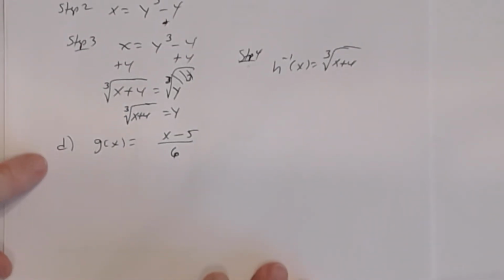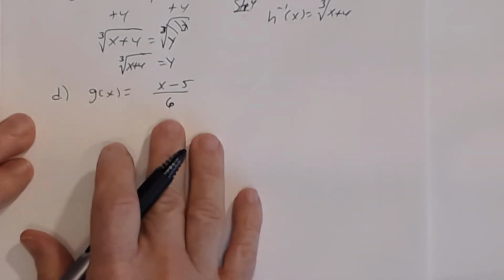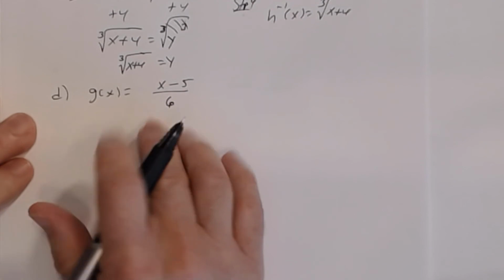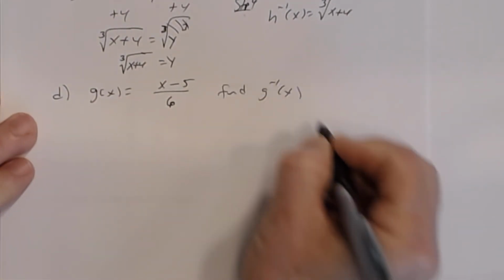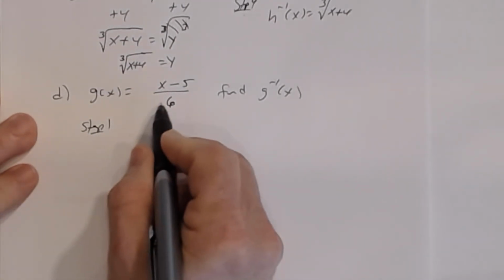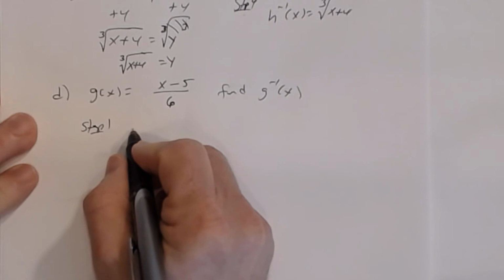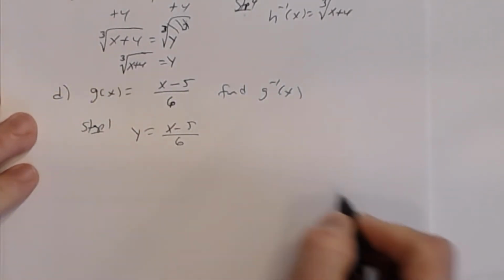All right, let's look at D. Don't let D throw you off. It's a very simple problem. So let's find the inverse. You want to find g inverse. All right, so here's how you can do this. So step 1, replace g of x with y. So y equals x minus 5 divided by 6.